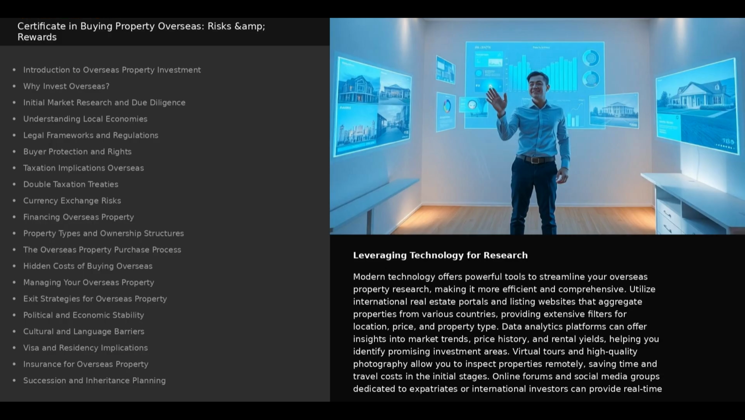Virtual tours and high-quality photography allow you to inspect properties remotely, saving time and travel costs in the initial stages. Online forums and social media groups dedicated to expatriates or international investors can provide real-time advice and personal experiences. However, always cross-reference information from multiple sources and verify details with local professionals. While technology enhances access to information, it should complement, not replace, traditional due diligence and expert advice. Use these tools wisely to empower your decision-making process.